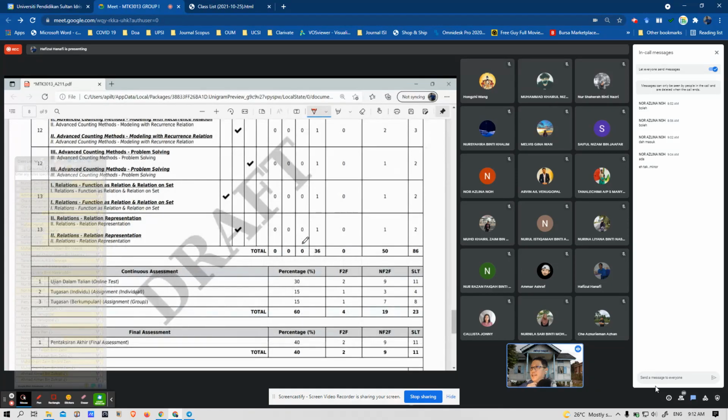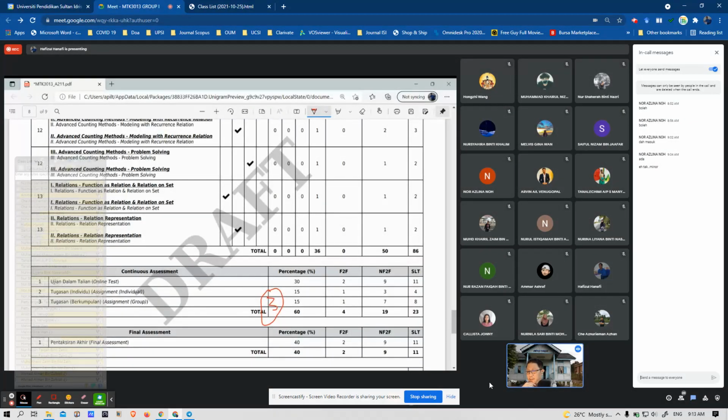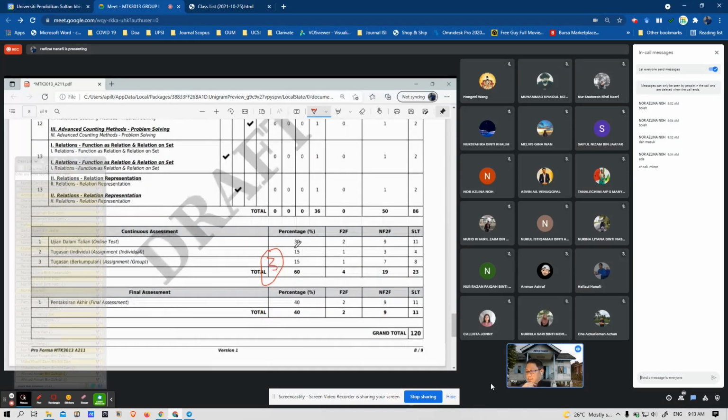We have the assessment here. First, the online test is 30%. Then the individual assignment is 15%. Thirdly, the group assignment. Lastly, the final assessment is 40%. The total will be 100%.